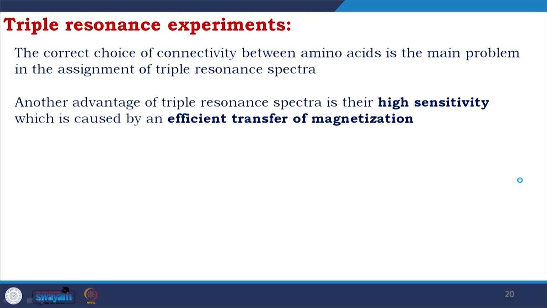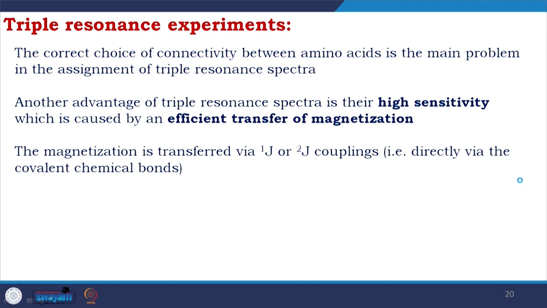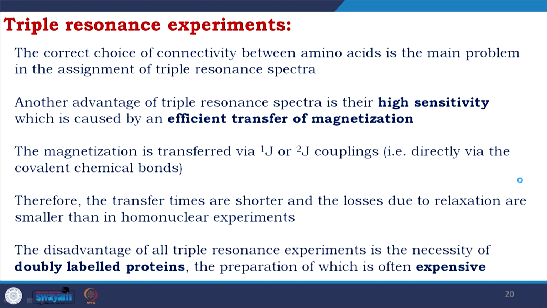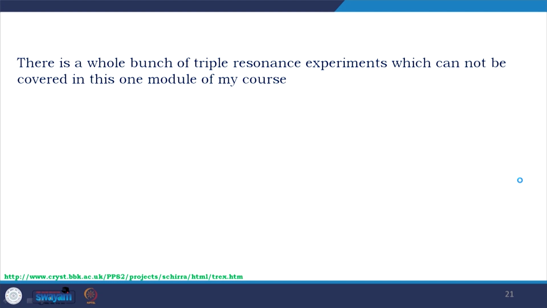Another advantage of triple resonance spectra is their high sensitivity, which is caused by an efficient transfer of magnetization. The magnetization is transferred via 1J or 2J coupling directly via the covalent chemical bonds. The distance makes things weaker. Therefore, the transfer times are shorter and the losses due to relaxation are smaller than in homonuclear experiments. The disadvantage of all triple resonance experiments is the necessity of doubly labeled protein, the preparation of which is often expensive and challenging.